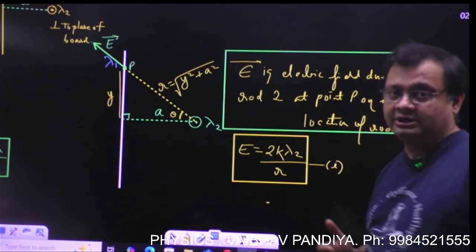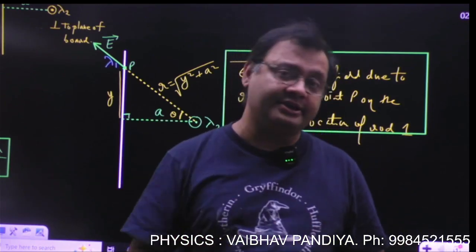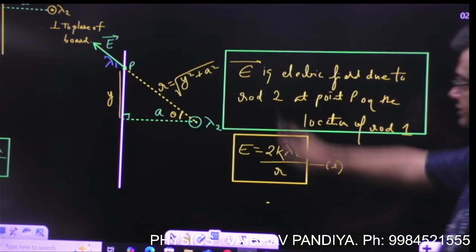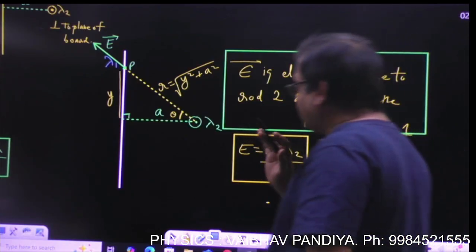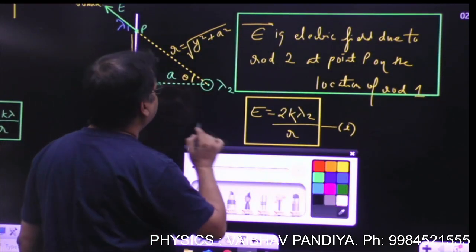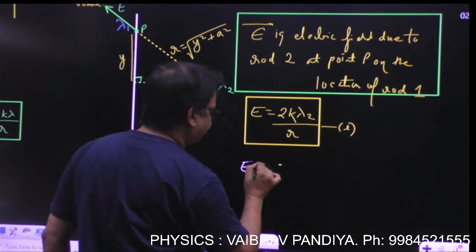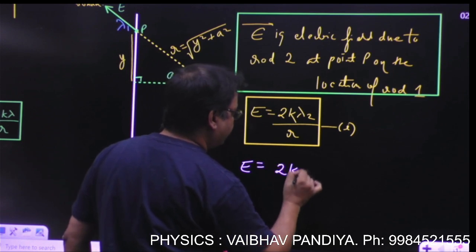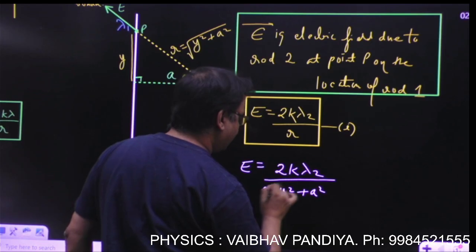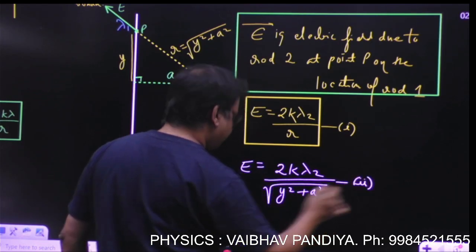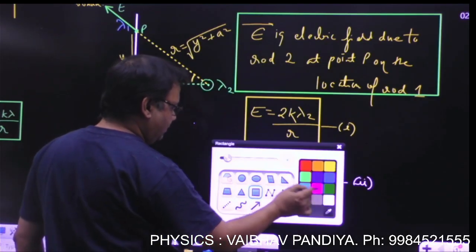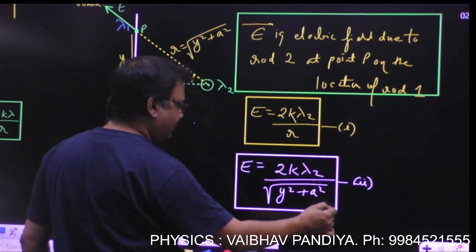Whatever is the source, we will find the electric field because of that object, and now because of this field we are going to find the force on the target. What is the target? Rod 1. Now when you put the value, r will be under root y square plus a square, so E will come to be 2k lambda 2 divided by under root y square plus a square, correct? So your value of electric field is depending on the value of y. Got it?